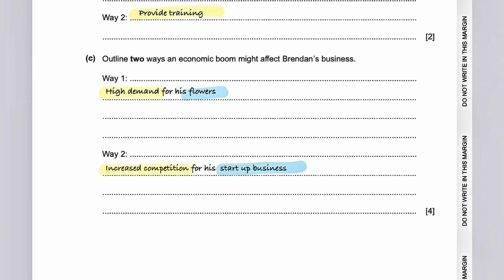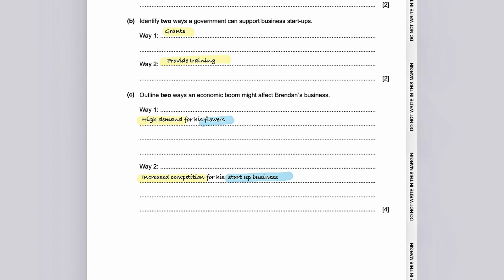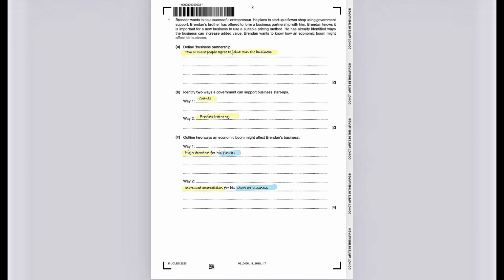In my example, outline 2 ways an economic boom might affect Brendan's business. Way 1, high demand, which is the knowledge point, for his flowers, which is the application point. And for way 2, increased competition, which is the knowledge point, for his startup business, which is the application point. Although the answer is brief, it makes sense.